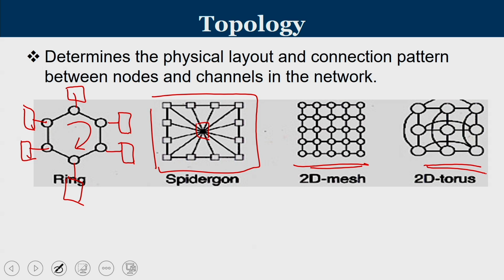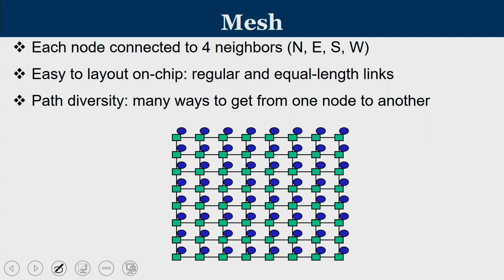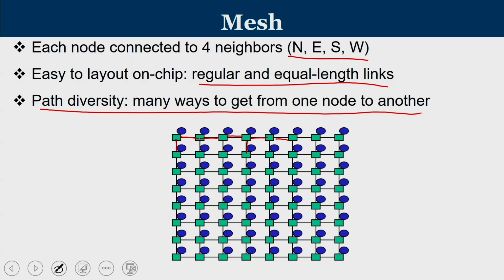The difference between mesh and torus is, if you connect a direct high express link from one end of the mesh to another, then it is called a torus. So, in a torus, the edge nodes are connected together, and mesh is the most popular one. Intel Xeon Phi and Tilera Tile64 are built with a mesh NoC topology. Each node is connected to 4 of its neighbors in north, east, south and west. It is an easy-to-layout chip, with regular, equal length links. All links are of uniform length, and there is path diversity. There are many ways to get from one node to another.